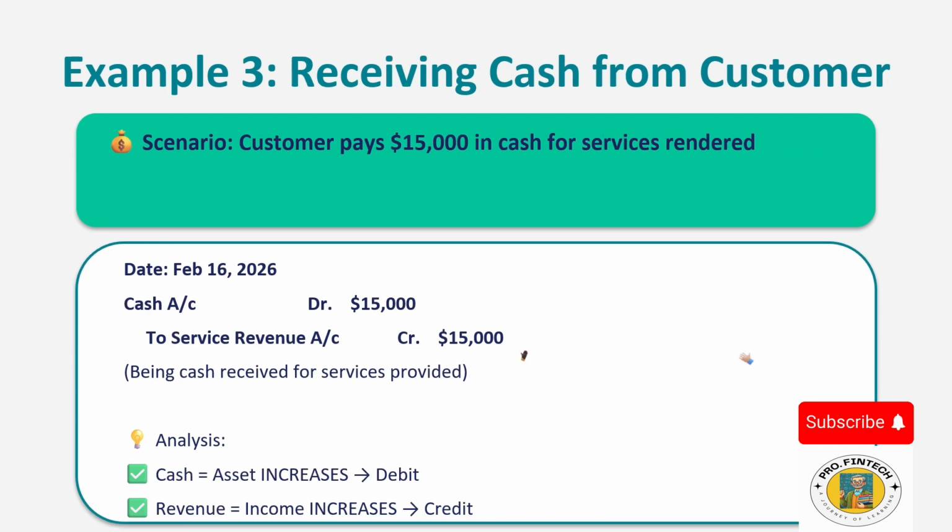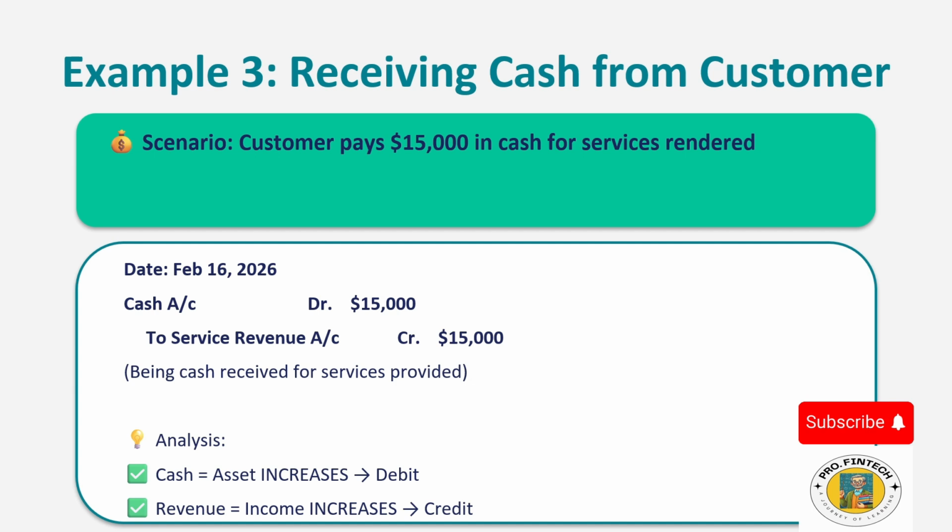Let's say you run a consulting business and you provide a service to a client. After completing the work, the client pays you $15,000 in cash. What's the journal entry? First, we have to identify accounts. We are receiving cash, it's an asset, and we are earning service revenue. DEA LER rule now. Cash is a DEA, service revenue is in a LER.